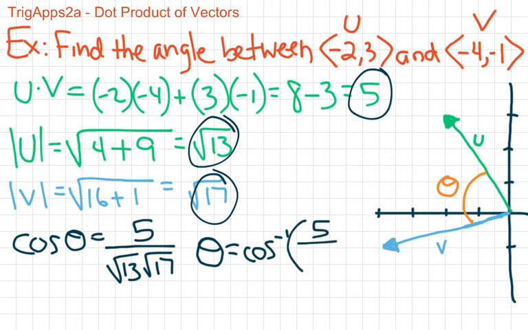And what I did, I just simplified that so I don't have to type as much. 5 divided by root 221. It goes straight to the calculator. Mode, degree, and calculate that. I get 70.3 degrees.